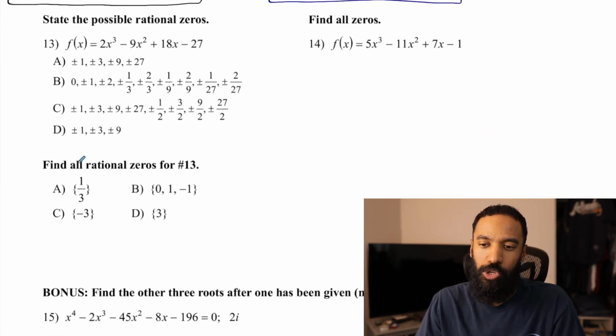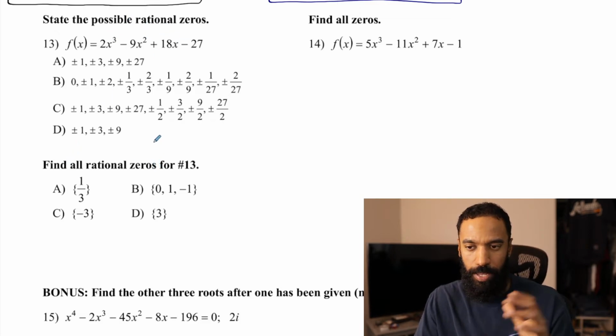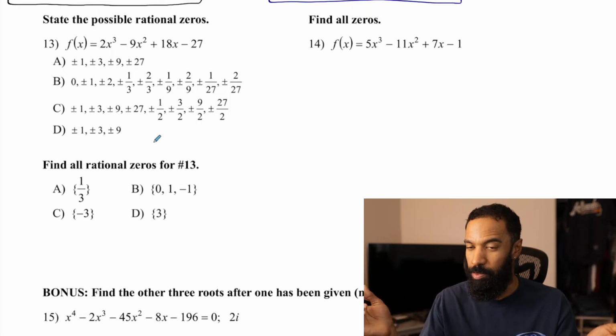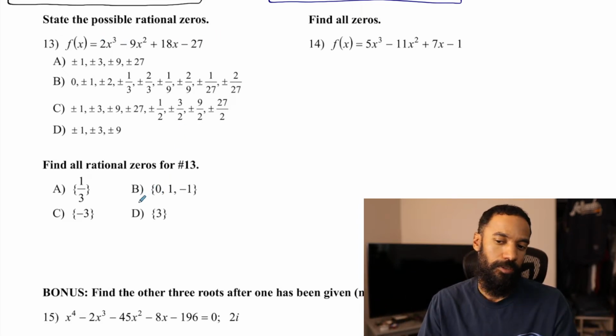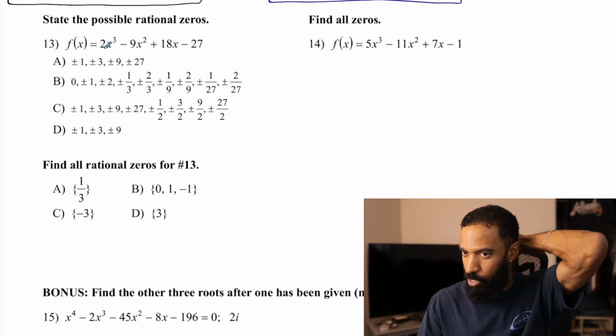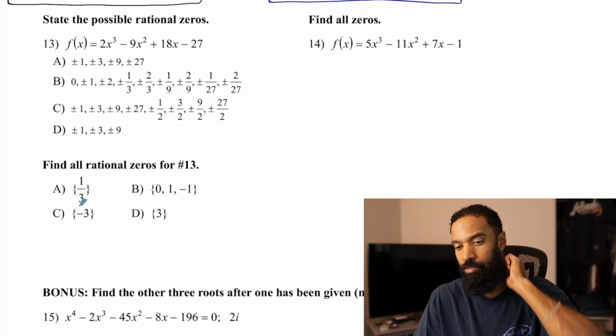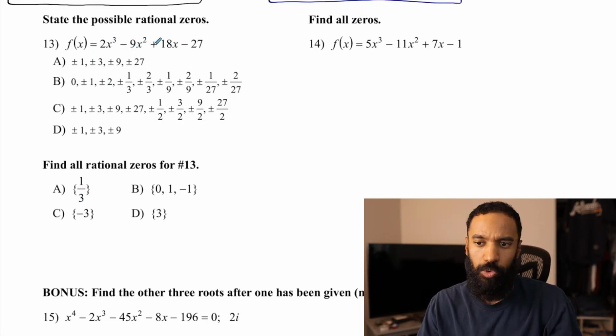All right, 13 comes in 2 parts. State the possible rational zeros, and then find all the rational zeros, right? The possible ones are what could possibly exist in the polynomial. All of them are the ones that actually do. So in this one here, we have to do factors of p over q, factors of 27 over factors of 2. So I'll say them out loud, see which one matches up.